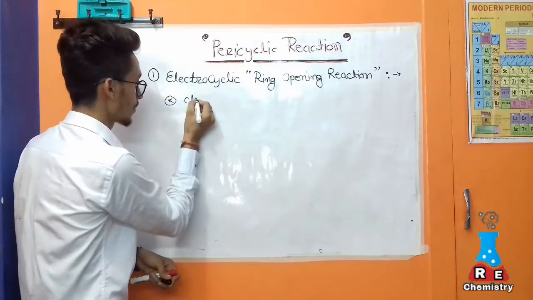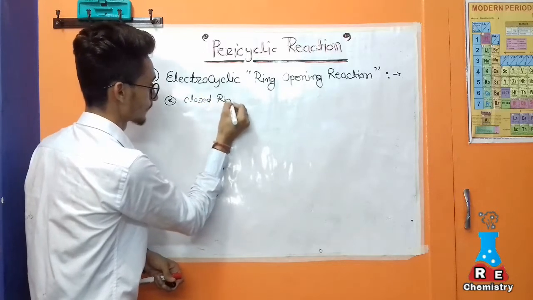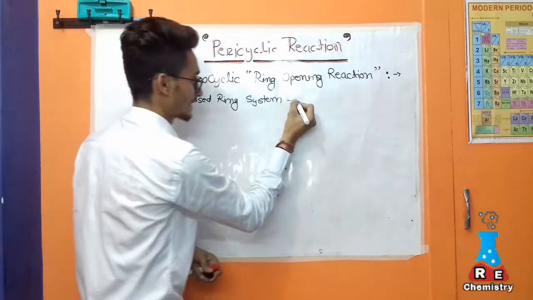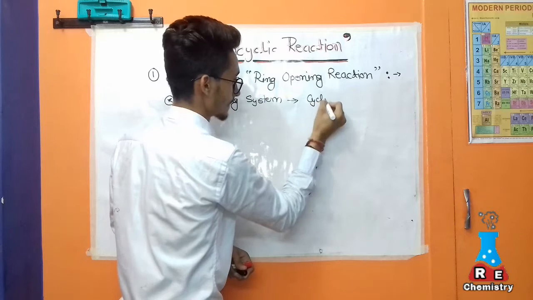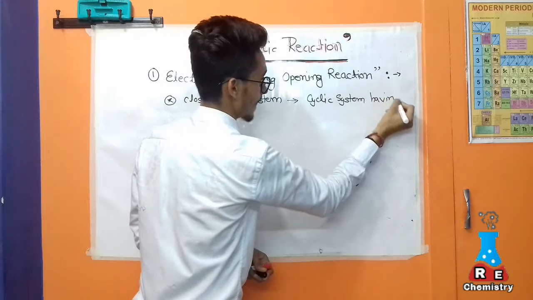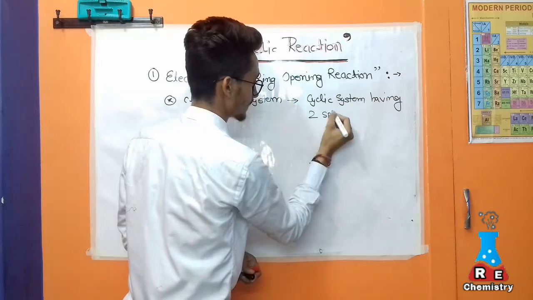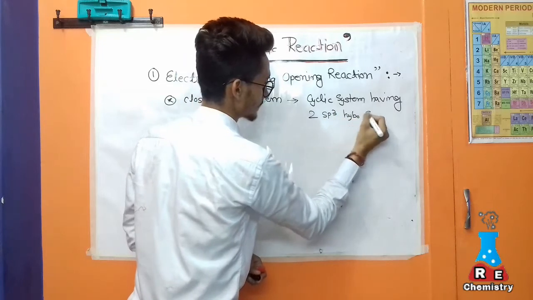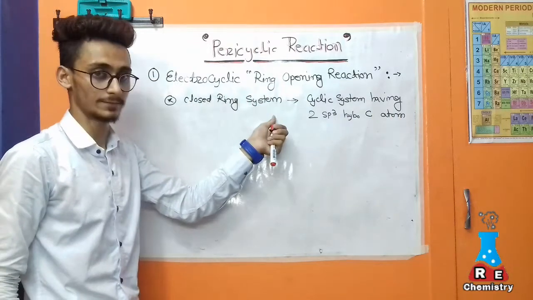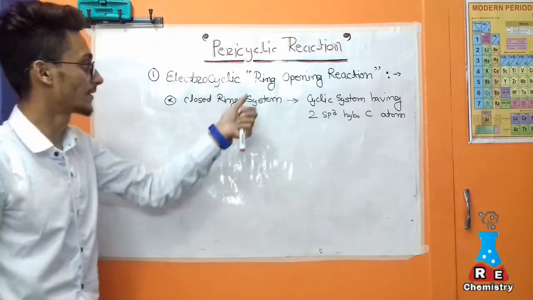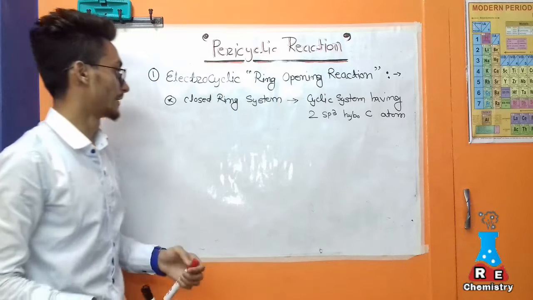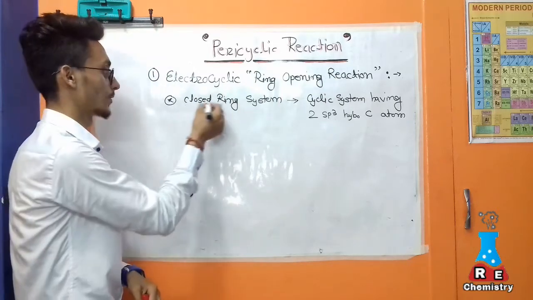So what is a closed ring system? Any cyclic system having two sp3 hybridized carbon atoms is called a closed ring system, and closed ring systems undergo ring opening reactions. Let's take an example of a closed ring system.